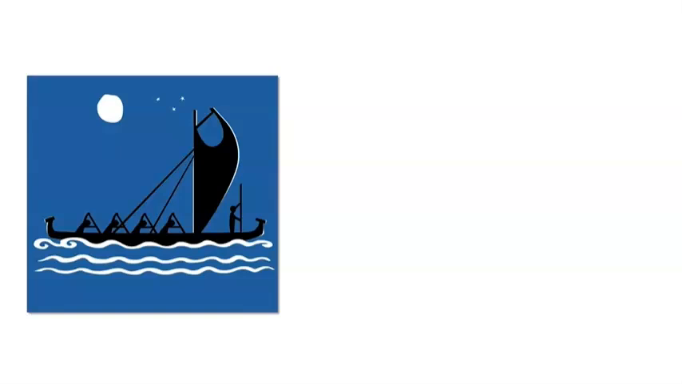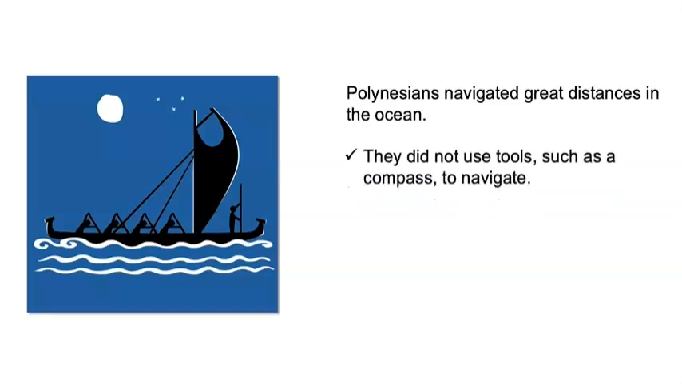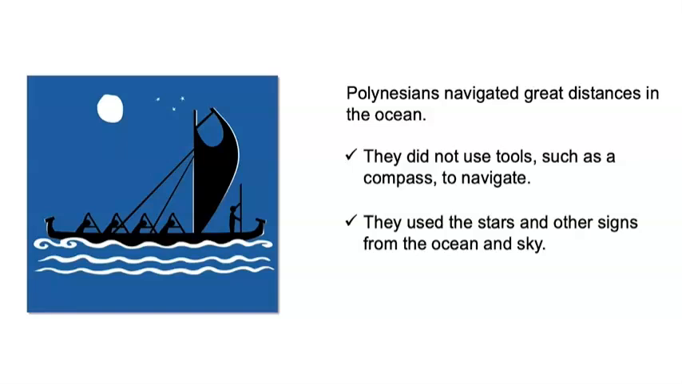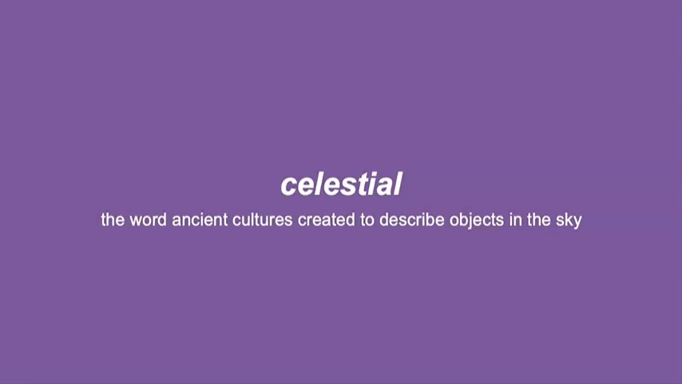As we read the article, what evidence did we find that Polynesians navigated great distances in the ocean? They did not use tools such as a compass to navigate. They used the stars and other signs from the ocean and sky. And they passed their knowledge verbally from one generation to the next. So, the ancient Polynesians used stars and other celestial objects to find their way. Celestial is the word ancient cultures created to describe objects in the sky. Using celestial objects such as stars, the sun, and the moon to find one's way is called celestial navigation.